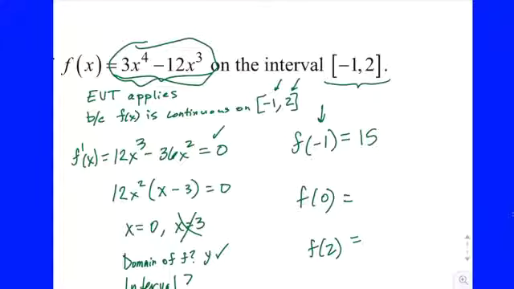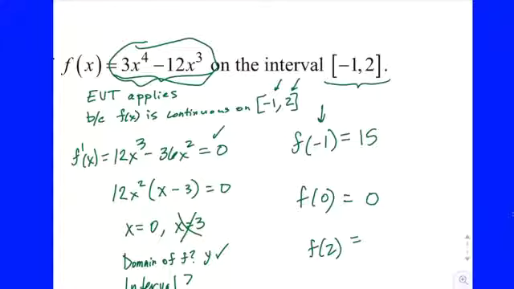Okay? All right, let's alternate. Team critical value, you go next. Okay, plug in a 0, what do you get? 0 minus 0 is 0. Oh, way to go. I see what you did there, team critical value. You went low. You just stole the absolute minimum prize from team endpoint. Well done.